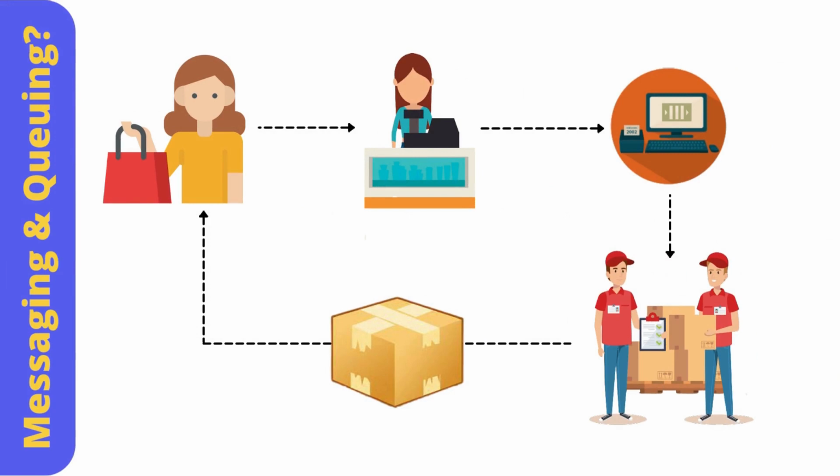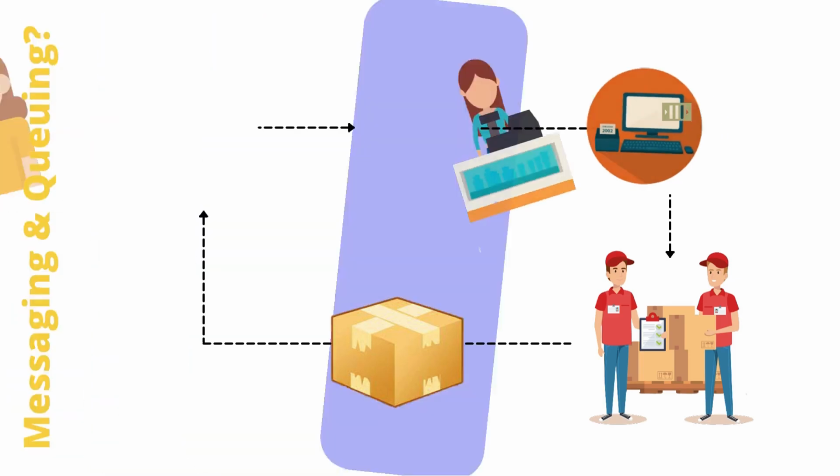A much better process would be to make a system and introduce some sort of queue in it. By doing this, the cashier will post the order directly in the system instead of giving that piece of paper to the delivery team. This idea of placing orders into a system queue is called messaging and queuing.